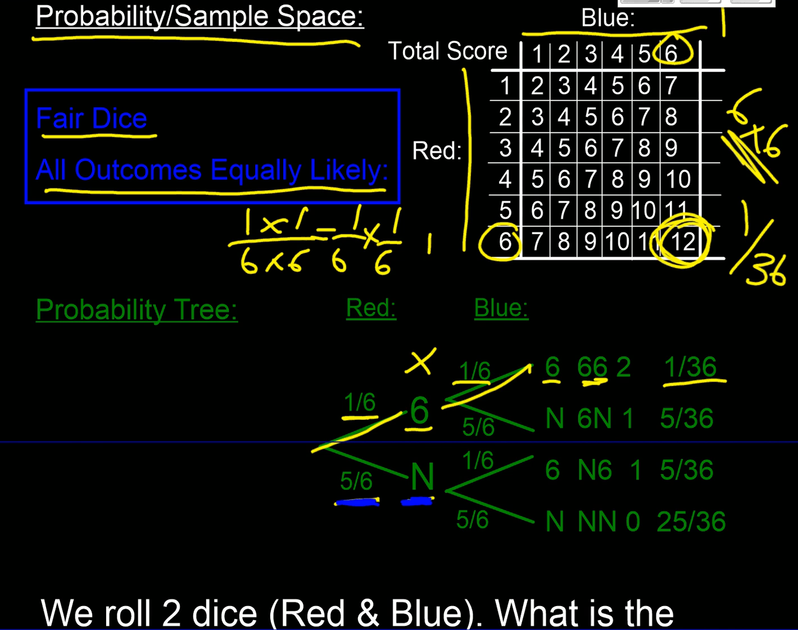What's the alternate? Getting no sixes. Well, there's a 5/6 here on this route of getting the first one not being a 6 and 5/6 on the second one not being a 6. Well, how does that connect with our sample space? Well, not getting a 6 is the whole of this section of the red and the whole of that section of the blue. So every one of these is not get a 6.